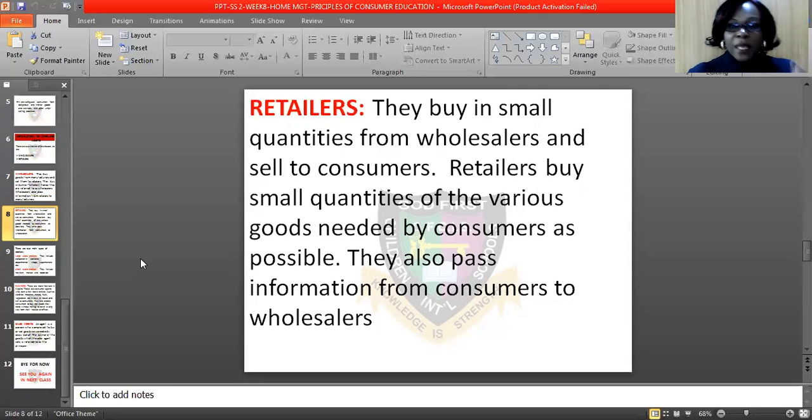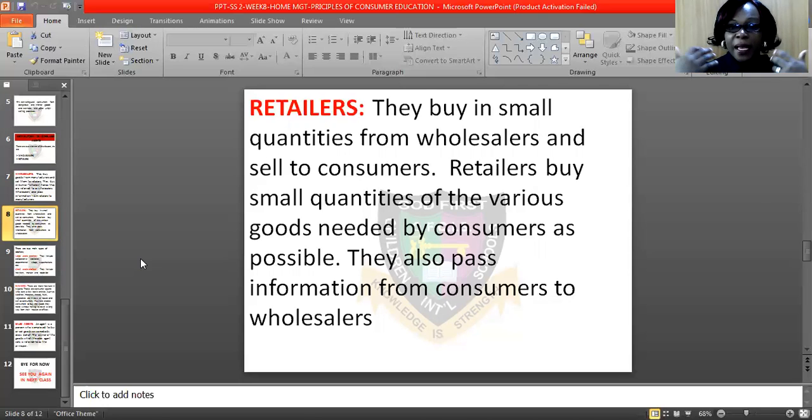So C now is the retailer. They buy in smaller quantity. Now, the wholesaler must have bought maybe 100 cartons from the producer. Now, a retailer went to the wholesaler and will buy maybe 20 cartons out of the 100 that he has gotten, to come and sell to me and you as the consumer. When he or she is done selling, he will go back to the wholesaler to get more. Is that taken?